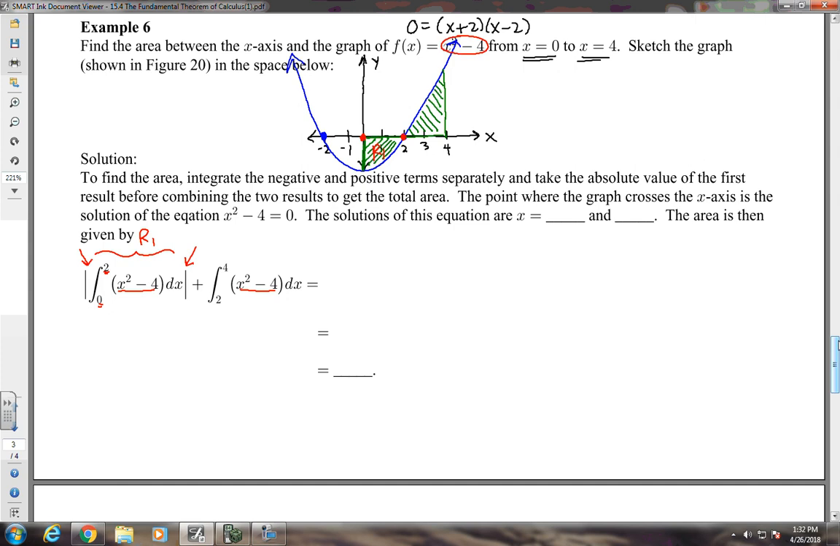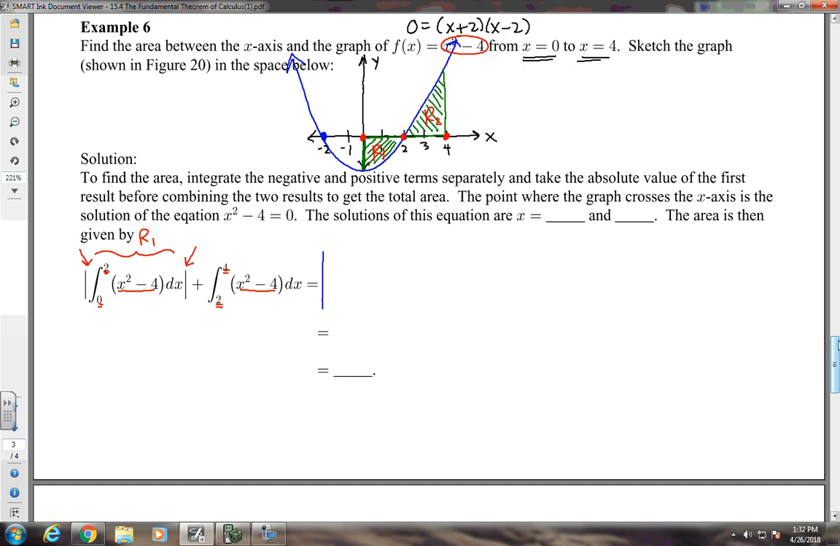Okay, let's look at region 2. In this case, the area is above the x-axis, and x goes from 2 to 4. So I'm still integrating my parabola, this time from x equals 2 to x equals 4. We know that this integral should come out positive, so no need for absolute value bars. Okay, now let's execute the work.